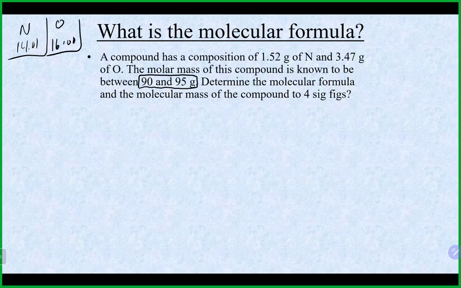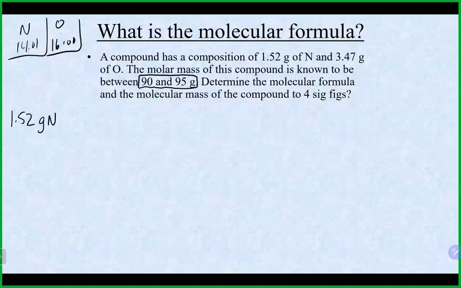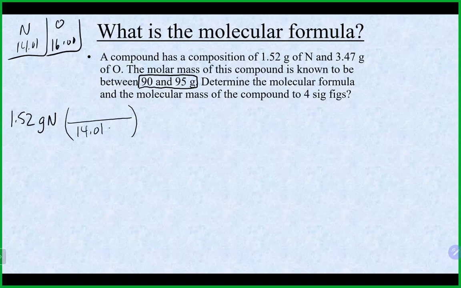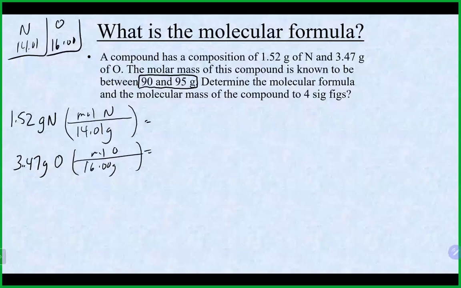So the first thing we're going to do is the basic empirical formula calculation. We're going to take our 1.52 grams of nitrogen, go to the periodic table, take that molar mass and divide. We'll do the same thing for our 3.47 grams of oxygen, dividing by the molar mass of oxygen from the periodic table. At this point, we have 1.52 divided by 14.01. That is not right. Try it again. Punch it in correctly. There we go.